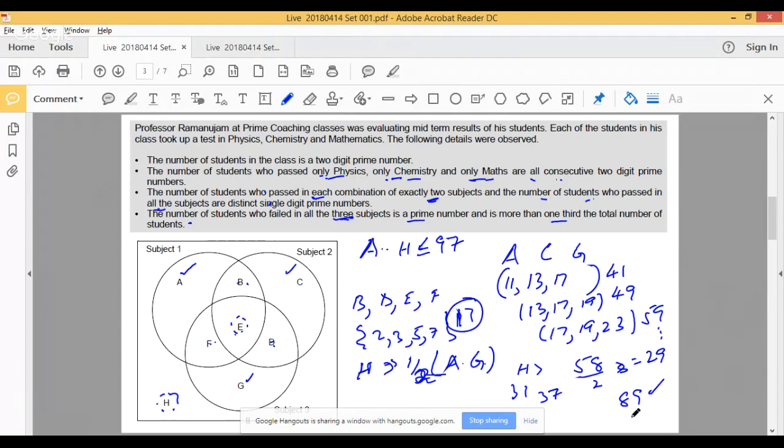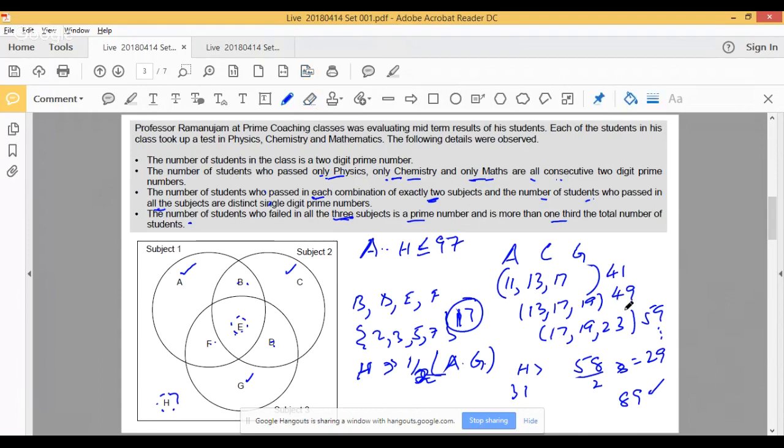58 and 37 will be 95, which is not possible. Next prime number after 37 is 41, right? 41 plus 58 will be 99, and we have already exceeded the cap. So if this total is 41, this combined total of A to G becomes 58, which means H should be 31, right? That is one scenario possible, and the total is 89. Let's see if there is some other scenario possible, right?